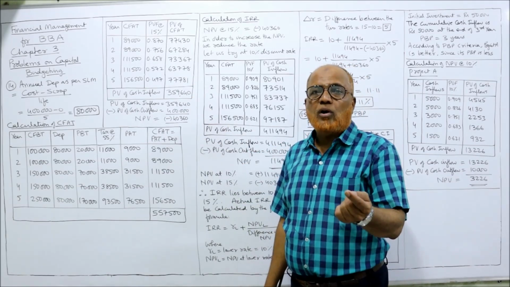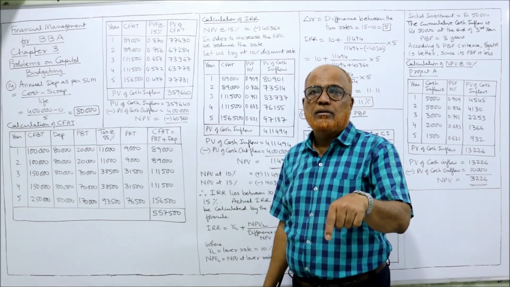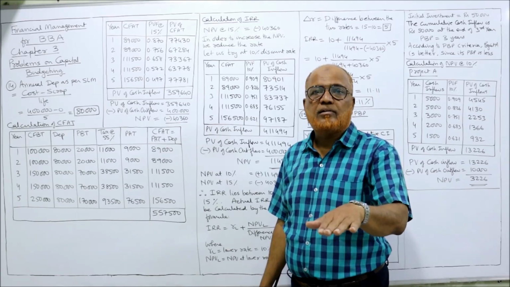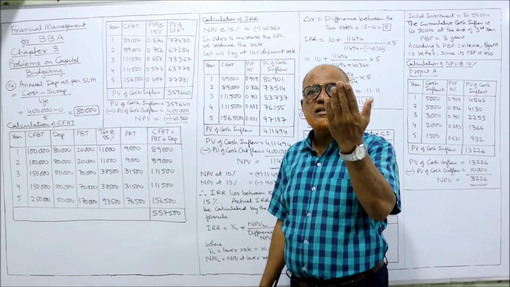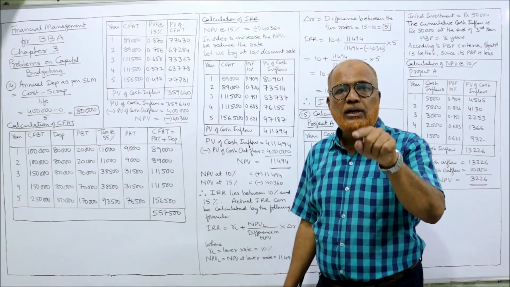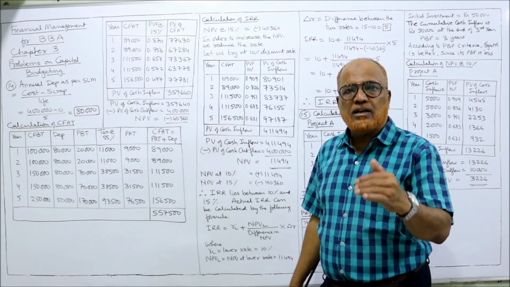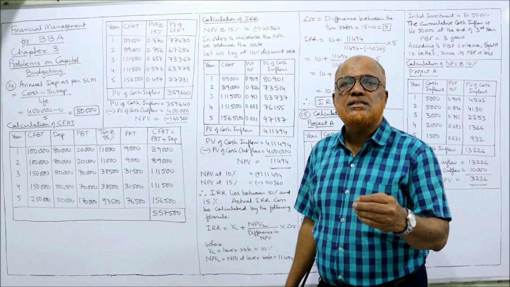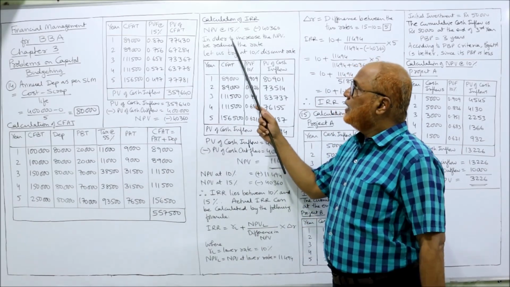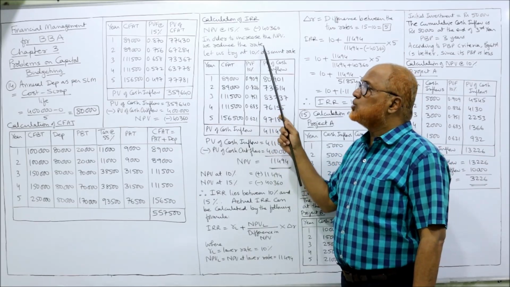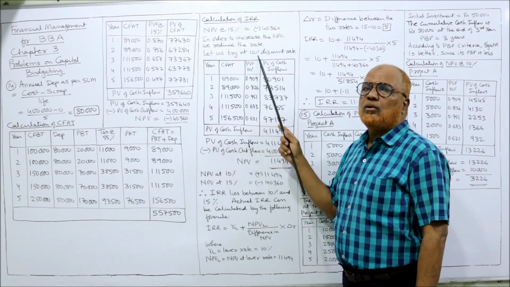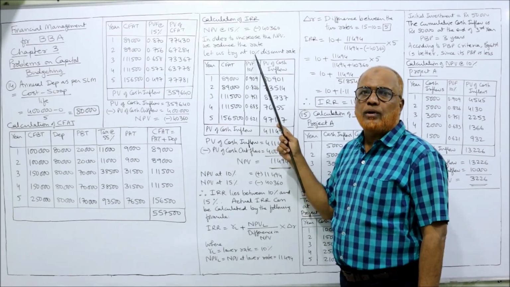15%. We want a positive NPV. So we have to decrease the rate. If you want to increase the NPV, you have to decrease the rate. So instead of 15%, we decrease it and take it as 10%. In order to increase the NPV, we reduce the rate. Let us try to find out the NPV at 10% discount rate.